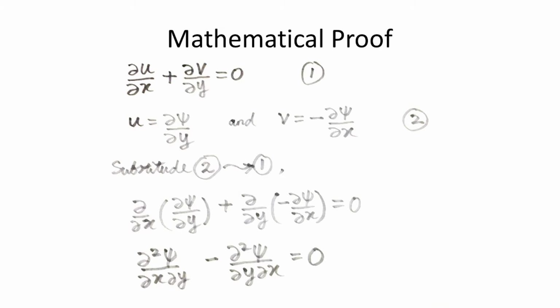The only difference here is the denominators. Is ∂x∂y the same as ∂y∂x? Well, for any smooth function, the order of differentiation is irrelevant. And since psi is a smooth function in an incompressible flow, ∂²ψ/∂x∂y minus ∂²ψ/∂y∂x indeed equals 0.